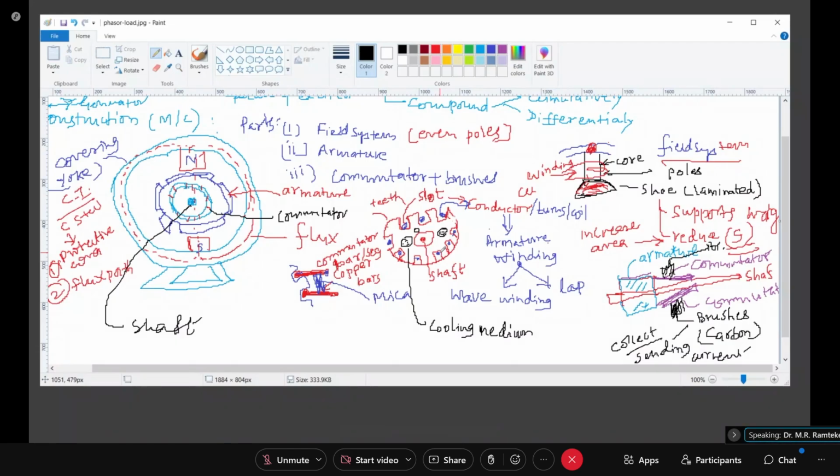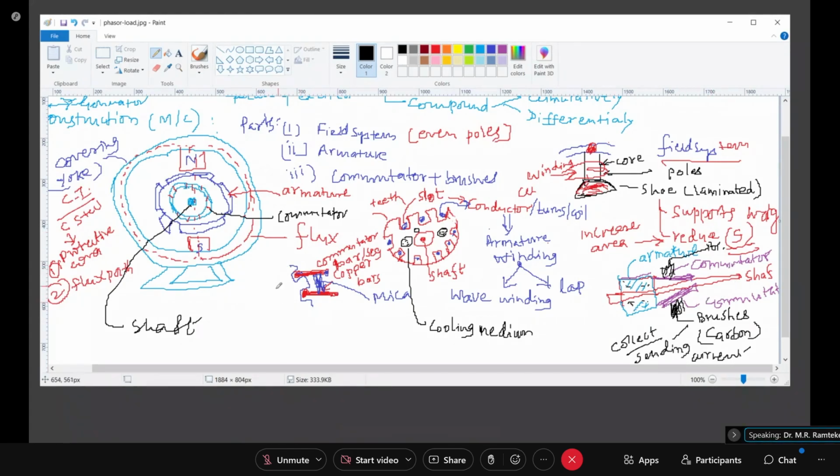Clear? So armature core will consist of various laminations. Normally cylindrical laminations will be there. Same method, one lamination put over another lamination and pressed under a hydraulic press, so that you get a solid structure. So this is armature, this is commutator, these are brushes, and this is the shaft. Here you can put some kind of pulley to take mechanical output.